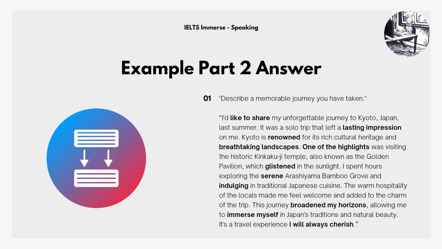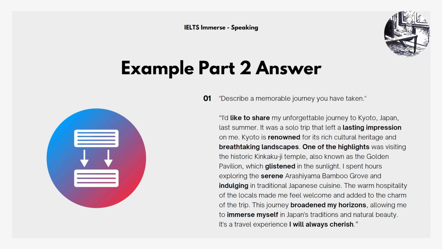After that, of course, I've used a lot of advanced vocabulary throughout. I've used lasting impression, breathtaking landscapes, one of the highlights. These are good vocabulary to use, but also there is a link between each sentence. First of all, I'm talking about it being a solo trip, then I'm giving more information about the city Kyoto. I'm trying to do a bit of storytelling by saying one of the highlights, and I've gone on to talk about what made it so special, what I actually did, or why I remember it so fondly.